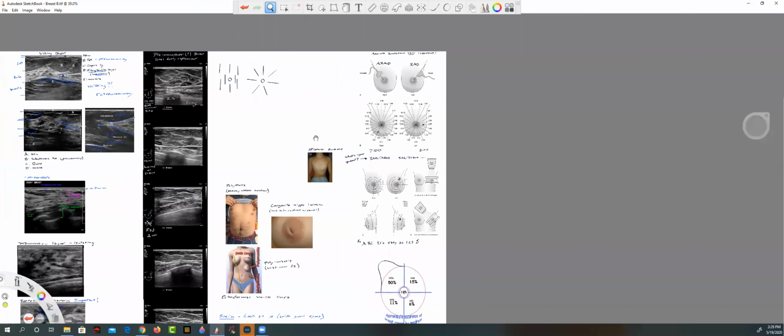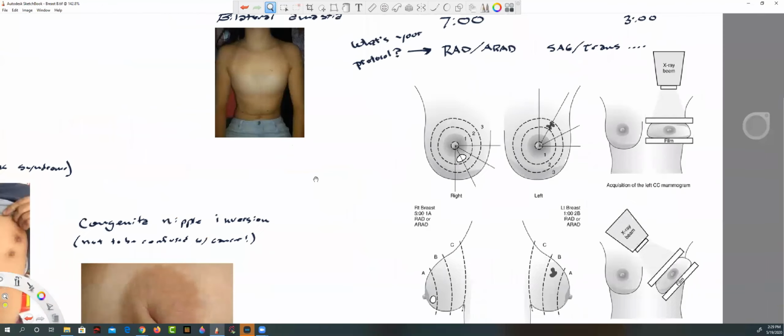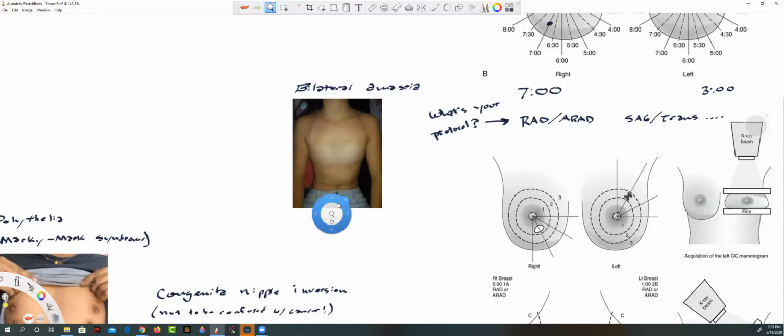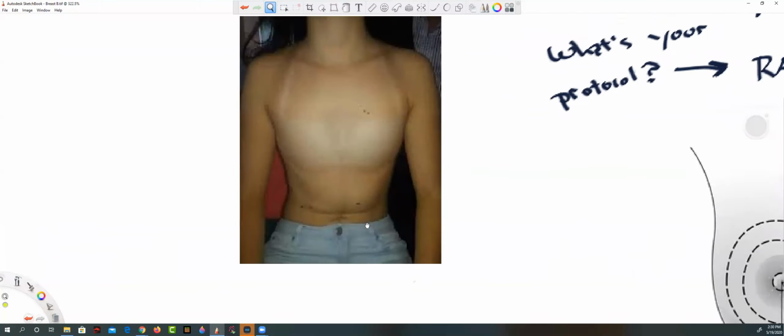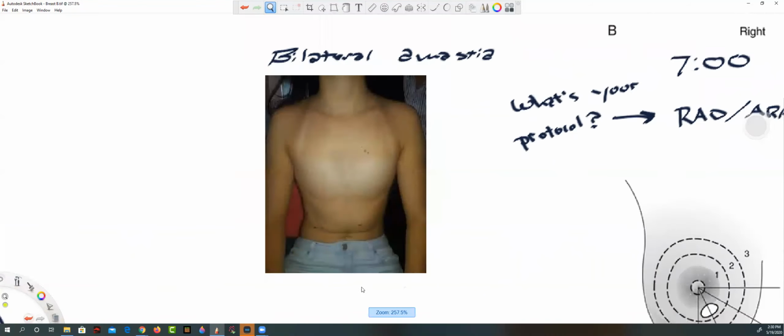I forgot to mention this little picture here. Just an oddity. This patient, this person, did not have surgery. Well, it's so pixelated, I don't know. Did not have surgery. They were born without breasts. Bilateral amastia.